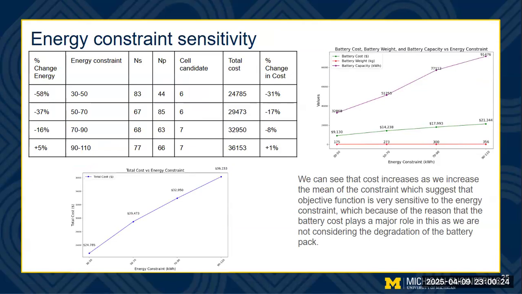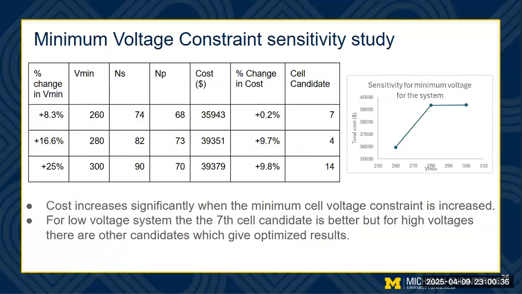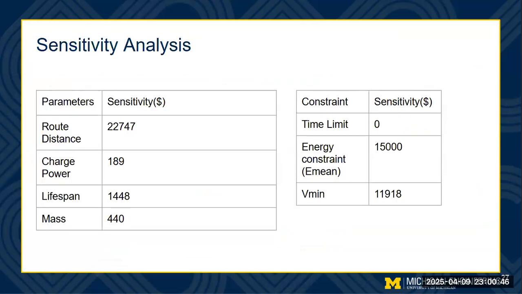Since this will determine our battery capacity, we can see the cost will increase as the constraint increases. Next slide. And then this is the minimum voltage constraint, and we also did a sensitivity analysis for that. And the next slide is our summary. So we normalize the value and then calculate the difference in cost. We find that the most sensitive parameter is the route distance, and the most sensitive constraint is the energy constraint. Next slide.